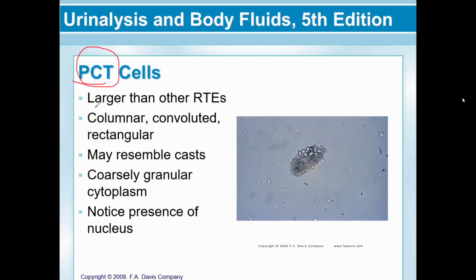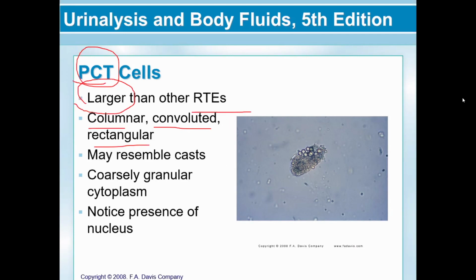So, they are the largest. They're larger than the RTEs coming from your collecting ducts and your DCT. Okay? So, ano yung shape ulit nung ating RTE coming from the proximal convoluted? It's columnar, convoluted, or rectangular. Kaya tinatawag din sila minsan na convoluted renal tubular epithelial cells. Okay? So, that's your PCT RTE cells.